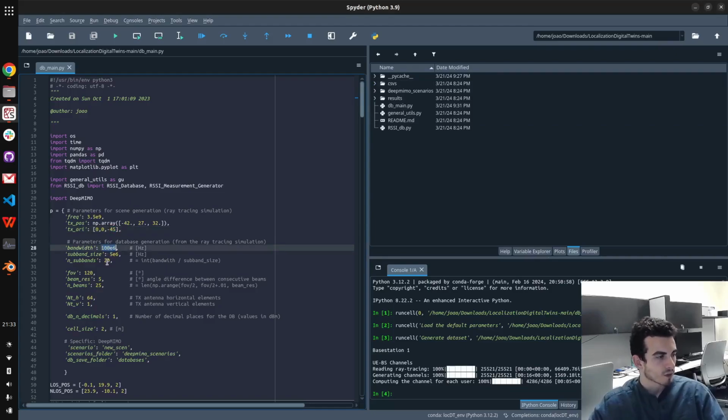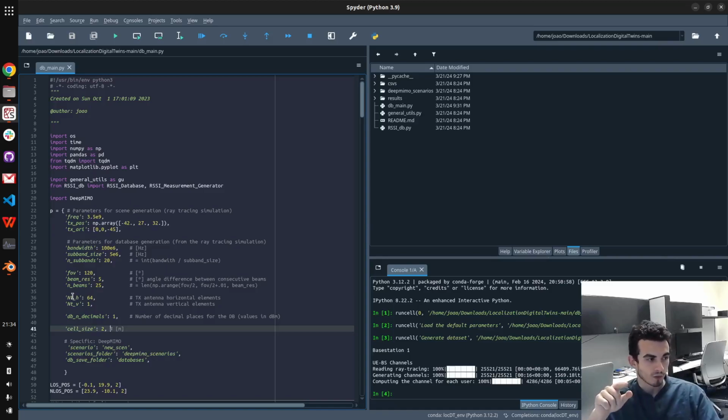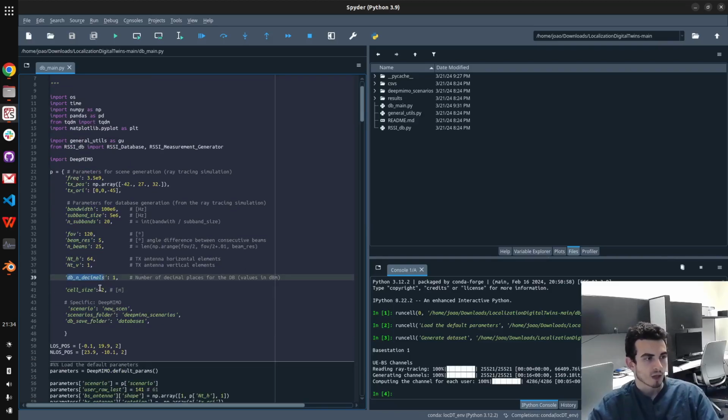The bandwidth is 100 megahertz. It's a band of 5, so we have 20 in total. We have a field of view of 120 degrees, and this goes between minus 60 and plus 60. So we spread 25 beams between these angles, which results in a beam resolution of 5. And we have 64 antennas on the horizontal axis and one on the vertical, so it's essentially a ULA. This is the number of decimals that we use in the received power resolution.